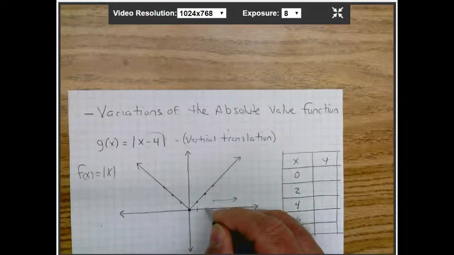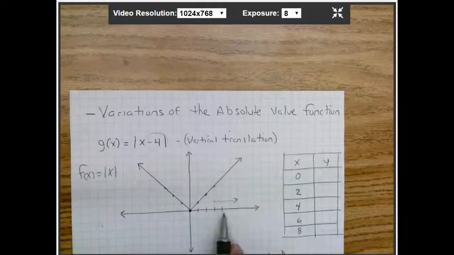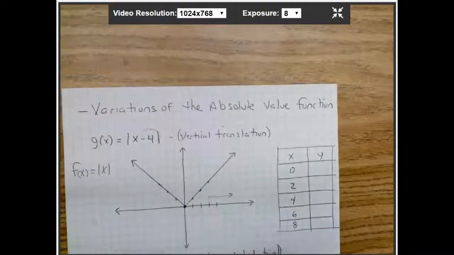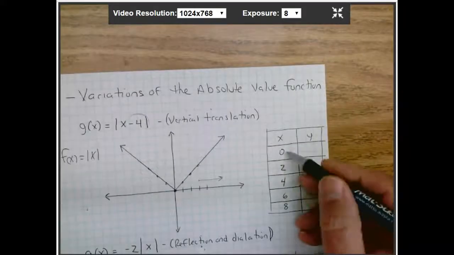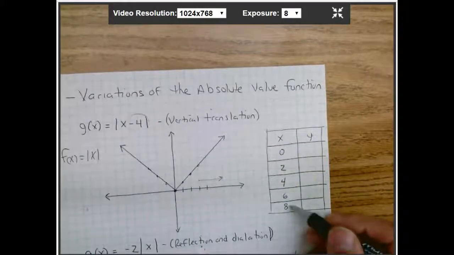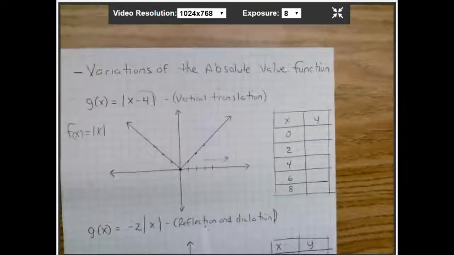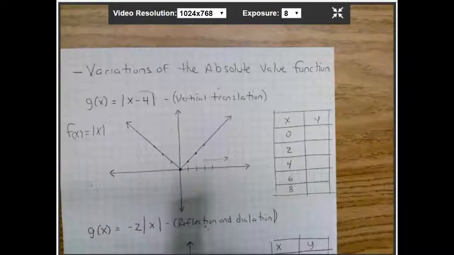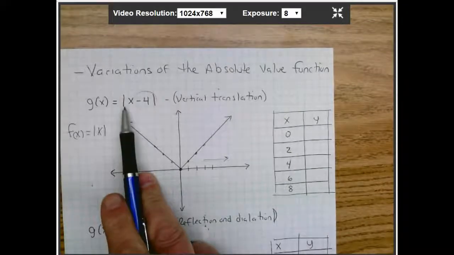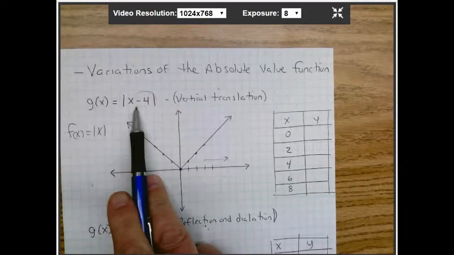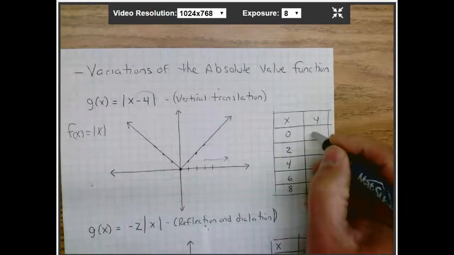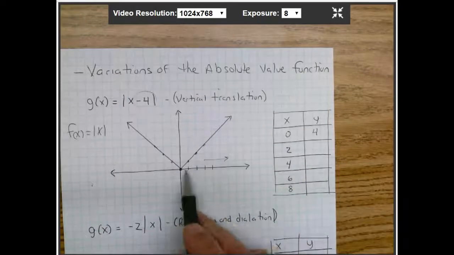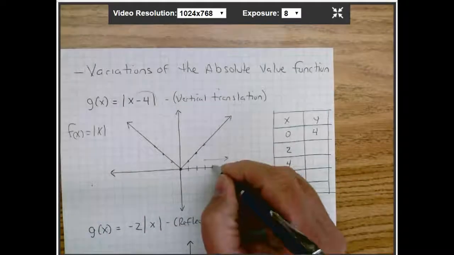So 1, 2, 3, 4. We should see that be 4. Okay. And then that allows us to realize that we want to do a couple points on the other side of that vertex, a couple points on the left side, and then a couple points on the right. Let's just figure out what they would be. So if x was 0, so the absolute value of x was 0, 0 minus 4 is negative 4, but then the value would be 4. 0, 4. That makes sense, right? Perfect. 0, 4, that'd be our vertex.